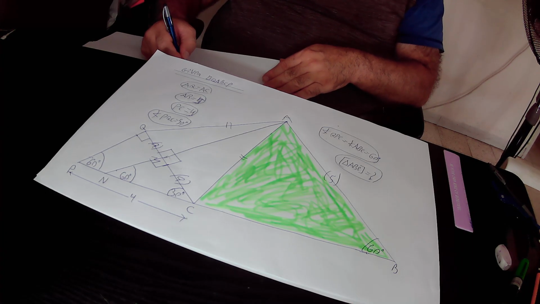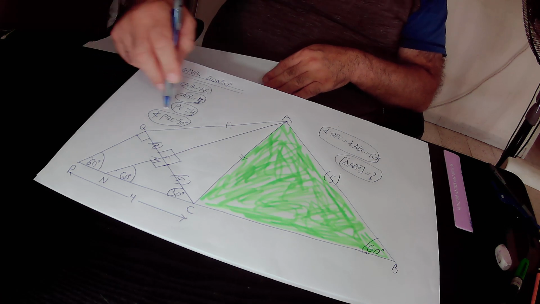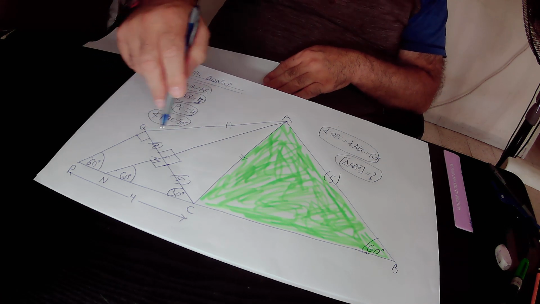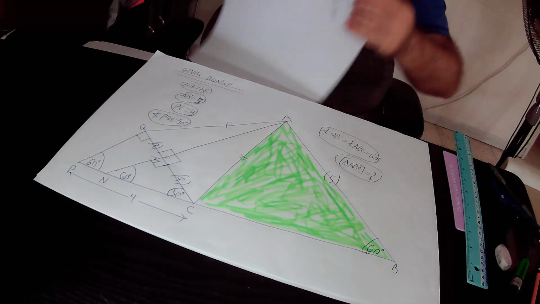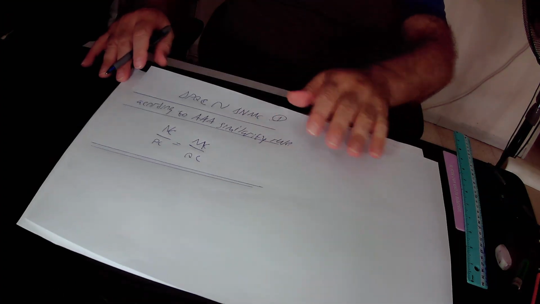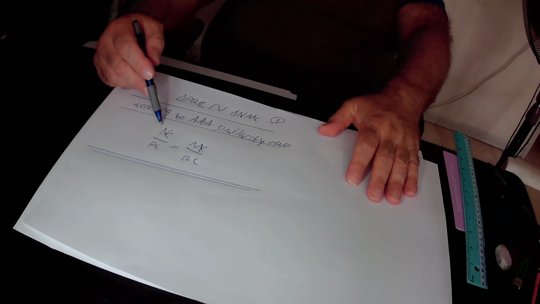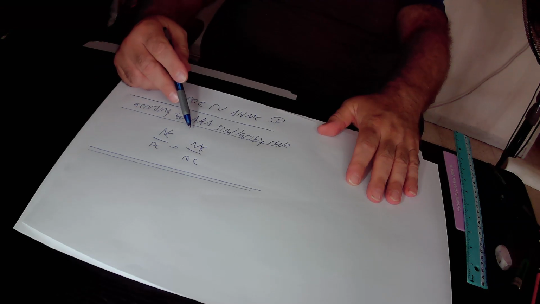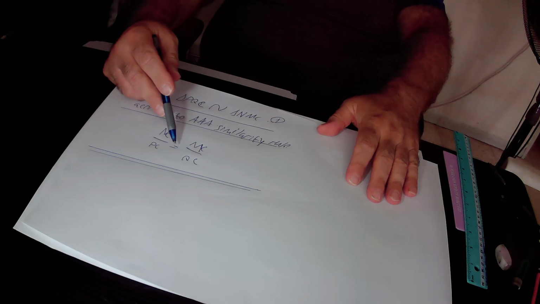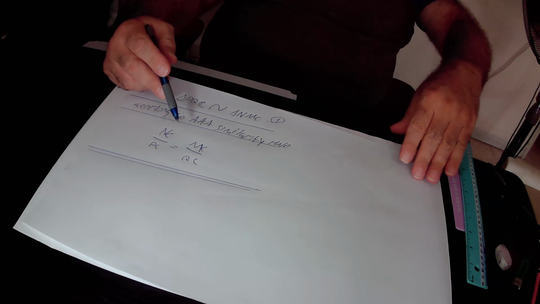Again, from the fact that the big right triangle PQC is similar to the small right triangle NMC, we will derive that the following relationship exists between their sides. We will derive that side NC of the small right triangle NMC over side PC of the big right triangle PQC is equal to side MC of the small right triangle NMC over side QC of the big right triangle PQC.